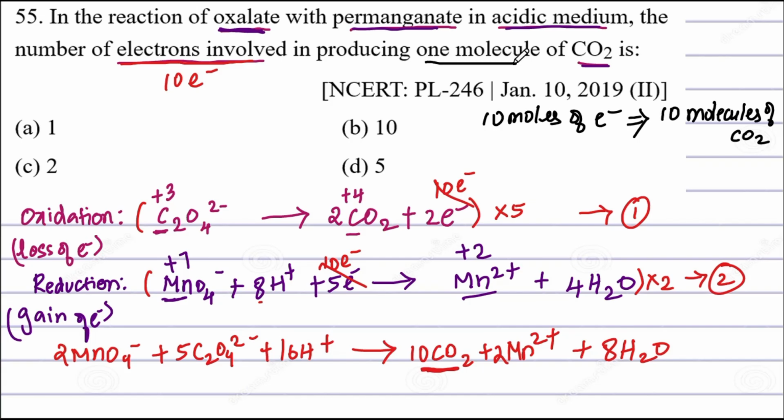But in the question, to produce 1 molecule of CO2 is asked. So how many moles of electrons will produce 1 molecule of CO2? This is a direct relationship only. So 10 moles of electrons gives 10 molecules of CO2. So 1 mole of electron will give 1 molecule of CO2. So the answer is option A, 1.